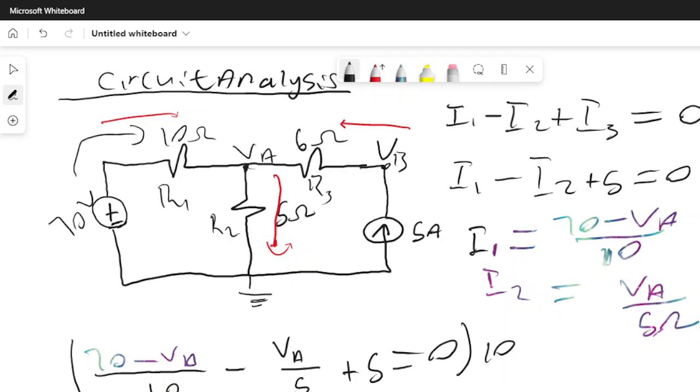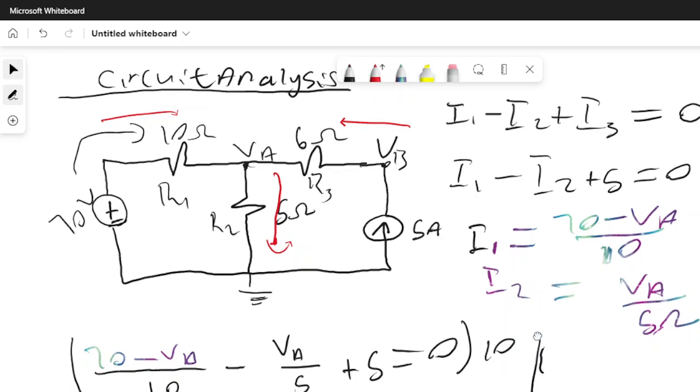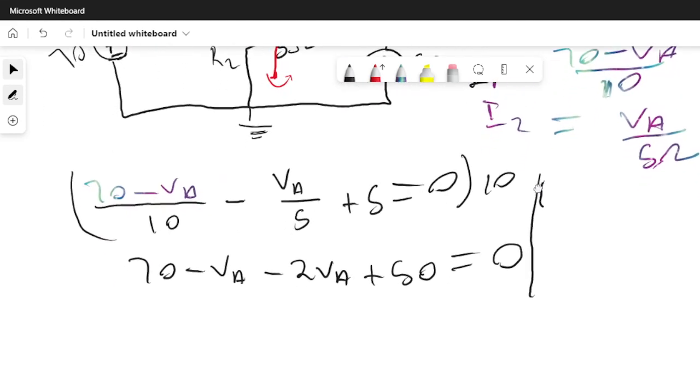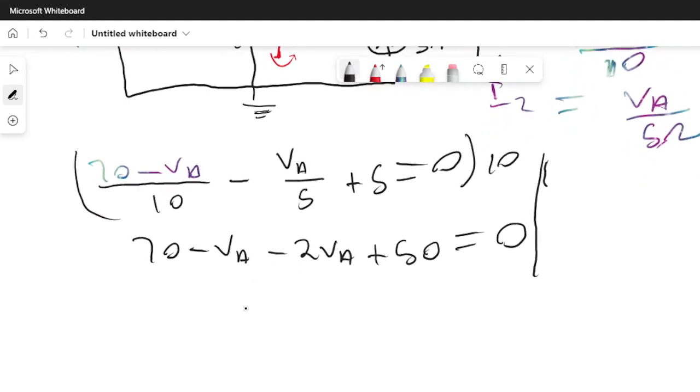Here I'm going to have negative 3VA, so I'm going to put like terms on the same side. Now putting like terms on the same side, I'm going to have 70 plus 50, which is 120, equal to 3VA. Now if I divide by 3 on both sides, VA is equal to 40 volts.